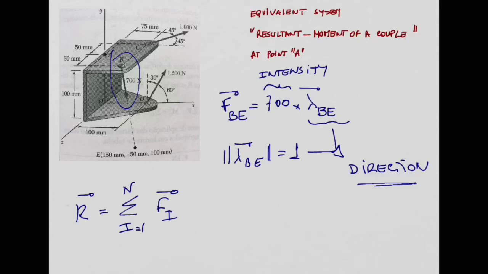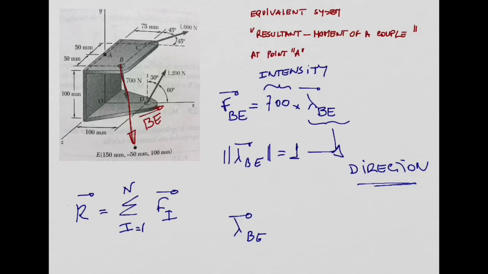And how can we define a unit vector, this lambda BE? Do you have any suggestions of how I can define it? So what I'm going to be looking for now is how to obtain this lambda BE. Any ideas? Position vector? Which position vector? O to B, or B to E. Yeah, you need to define this position vector from point B to point E. Let's call it BE.